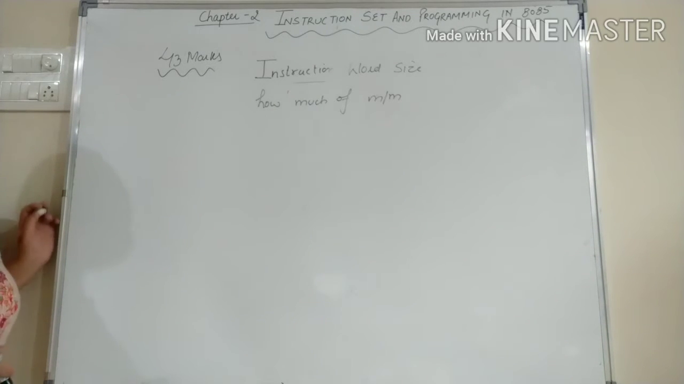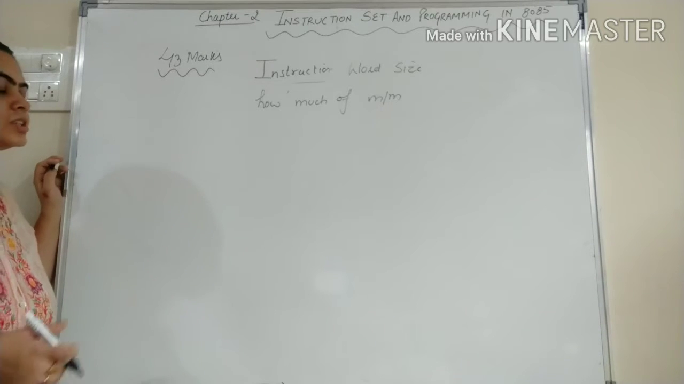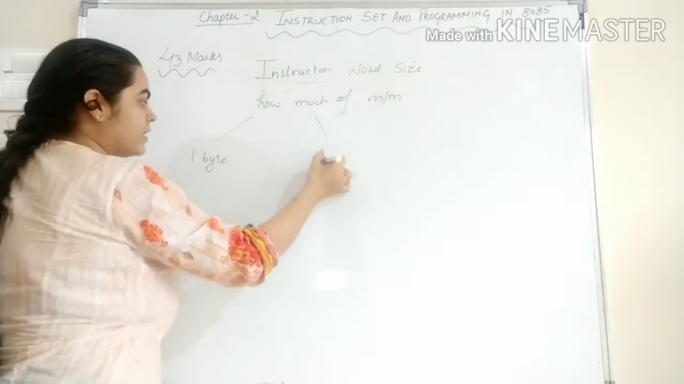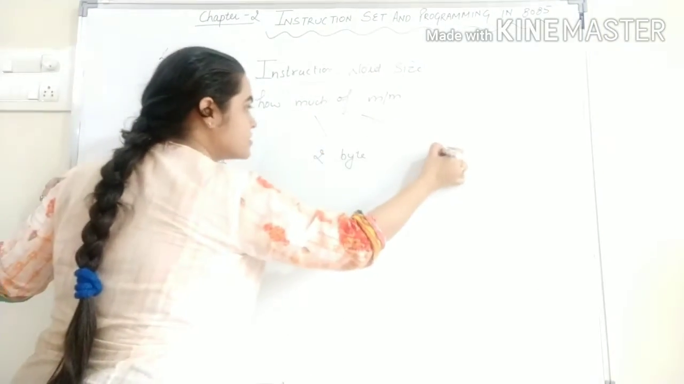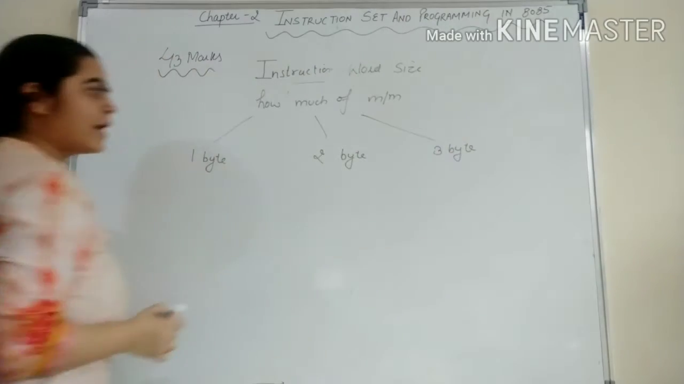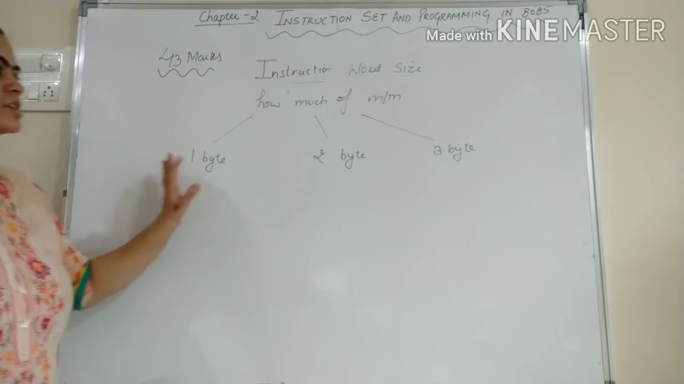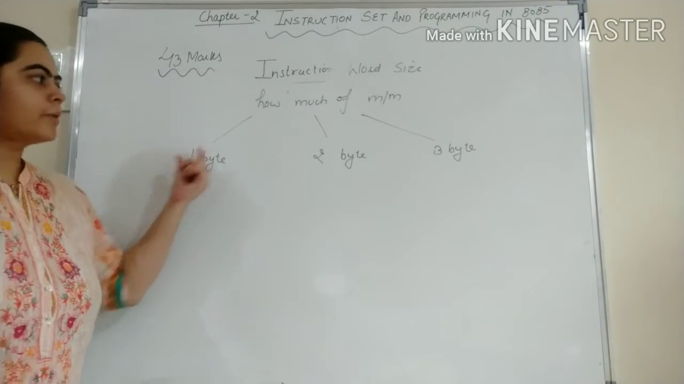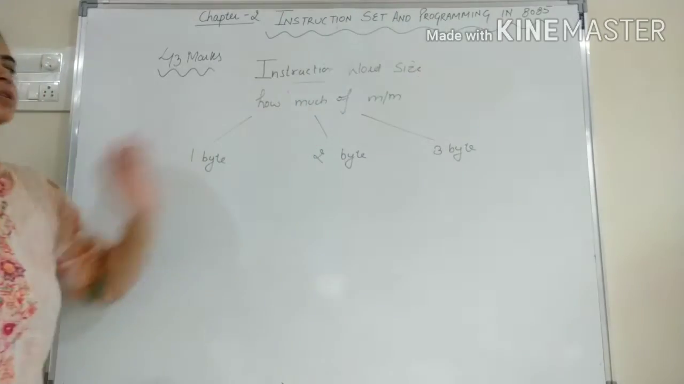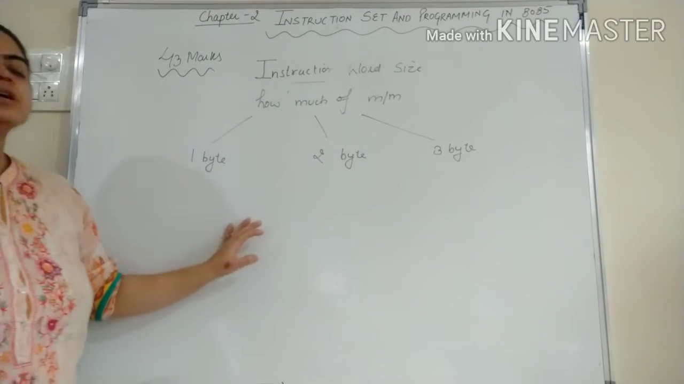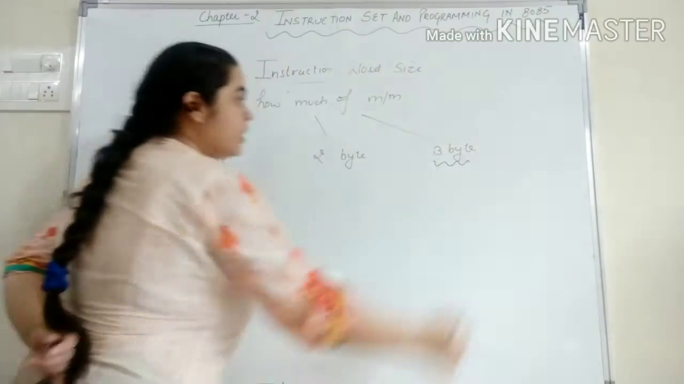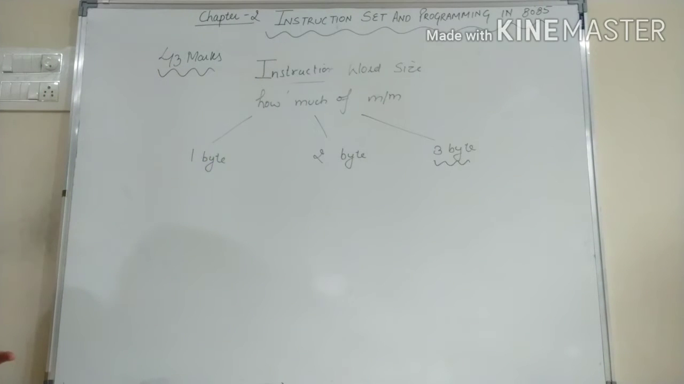So in 8085 we can categorize all the instructions in 3 parts. First is the 1-byte instruction. Okay, second category is the 2-byte instructions, and third category is the 3-byte instruction. So each and every instruction is distributed among these 3 categories. Some of the instructions are 1 byte, some are 2 byte, and some are 3 byte. So the maximum size of an instruction in 8085 is 3 bytes, and the minimum size is 1 byte.